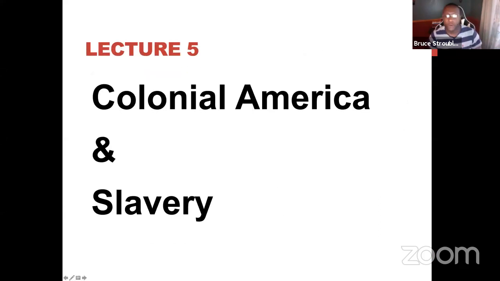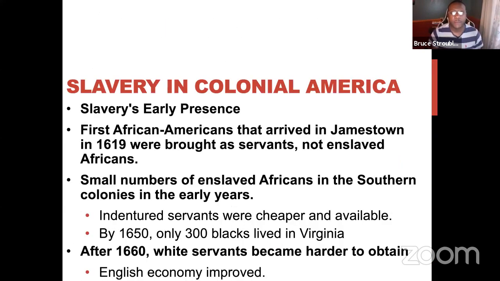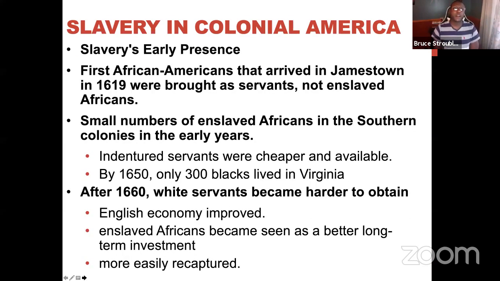All right, so now we can move on to the section we were on. So I was just recapping anyway. Y'all had seen most of those slides already. So colonial slavery in America, slavery's early presence. Remember, we talked about this already. First, African Americans that arrive in Jamestown are brought as servants, not necessarily as slaves. But you do get a small number of slaves in the Southern colonies in the early years. However, at this time, indentured servants were still cheaper and more readily available.